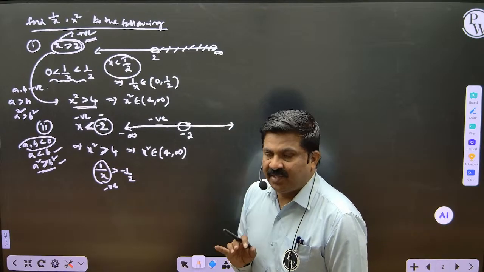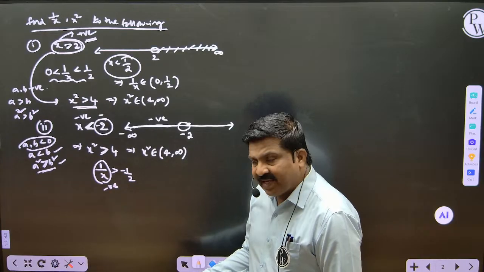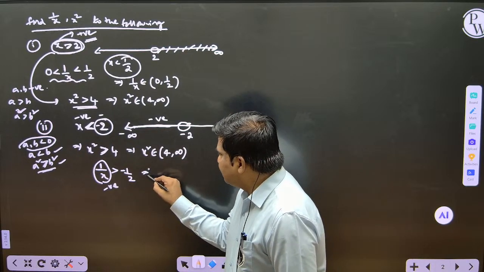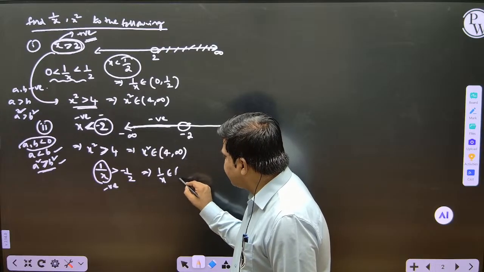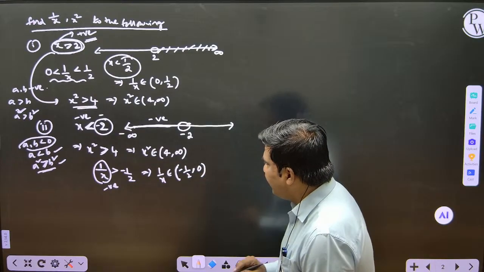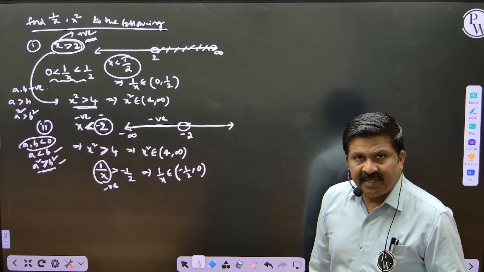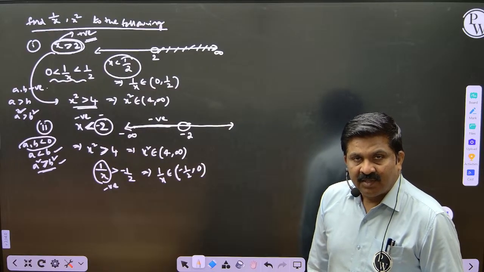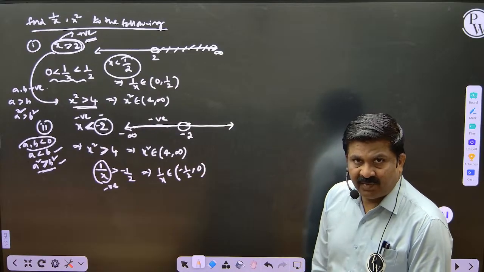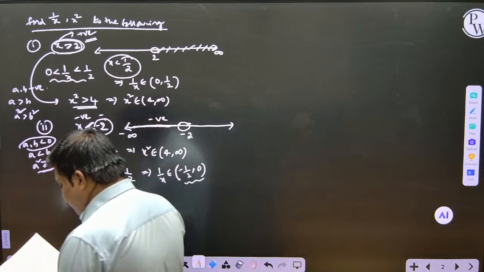But that is not possible here. Why? The original value is negative. So by taking the reciprocal you should also get a negative value. So this 1 by x may be greater than minus 1 by 2, but it is always less than 0. It can never be 0 and never be positive. Because x is negative, the reciprocal value is also negative. But that reciprocal value is greater than minus 1 by 2, so it lies from minus 1 by 2 to 0.